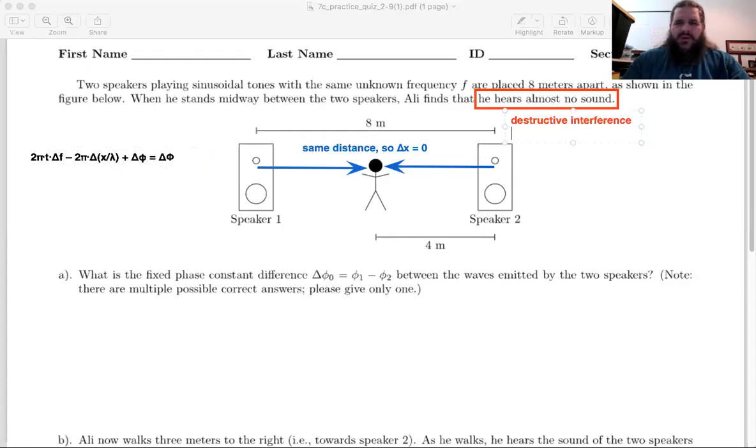destructive. So that means the delta total phase is pi, or 3 pi, or 5 pi, or 7 pi. Any odd multiple of pi is something and a half cycles. But in this case, there's no difference in path length. So going back to the total phase difference equation, there's no difference in path length or wavelength. There's also no difference in frequency because they're both producing the same frequency. So the only difference that can even exist here is a difference in little phi, the phase shift. So if we have destructive interference, the difference in total phase is pi. Therefore, the difference in little phi, the difference in phase shift, is also pi.